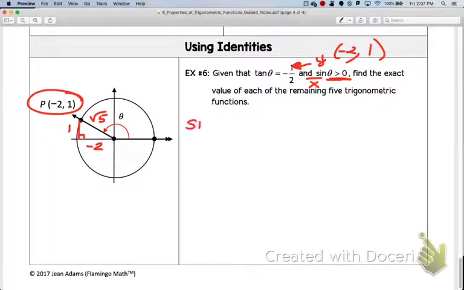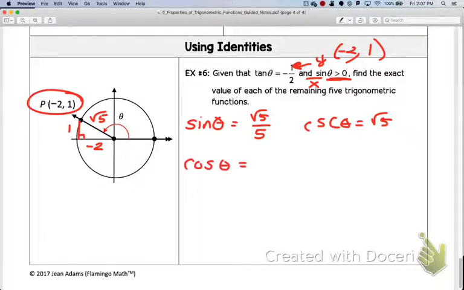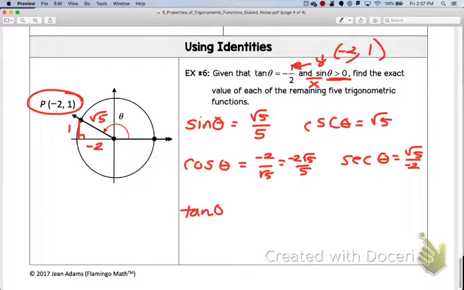Fill in the rest. So sine of theta is going to be √5 over 5, because 1 over √5 is √5 over 5. Everybody's okay with that. Cosecant of theta would be just √5, because the reciprocal of 1 over √5 is √5. Cosine of theta would be -2 over √5. I'll write it out this time: -2√5 over 5. So my secant of theta would be √5 over -2. Tangent of theta would be equal to -1/2, which they told us, which would make cotangent of theta -2.